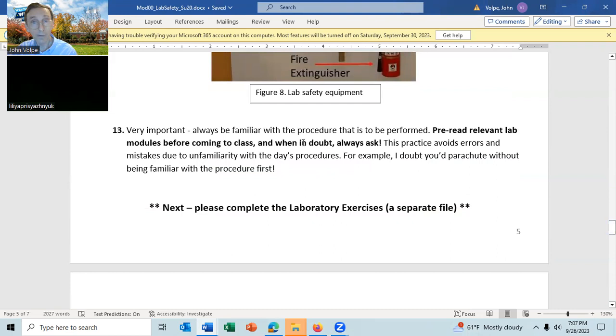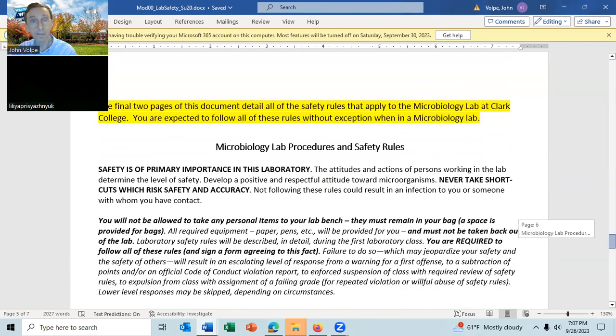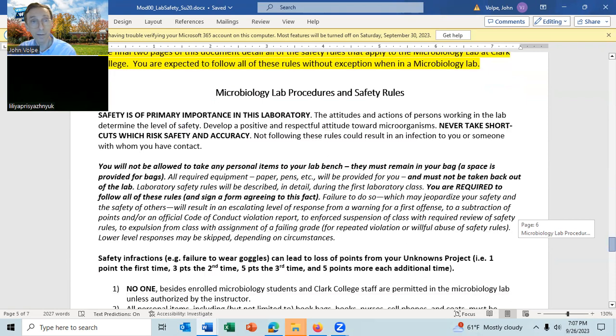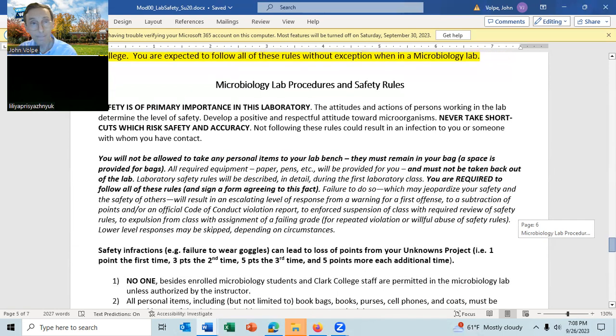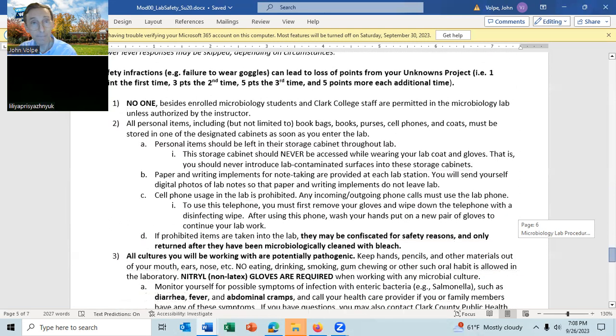When in doubt, always ask. All right. So the lab procedures and safety rules. Never take corners and shortcuts. Always do the procedure that you're instructed to do, and how you're instructed to do it. This is the rules again. I'm not going to go over that.